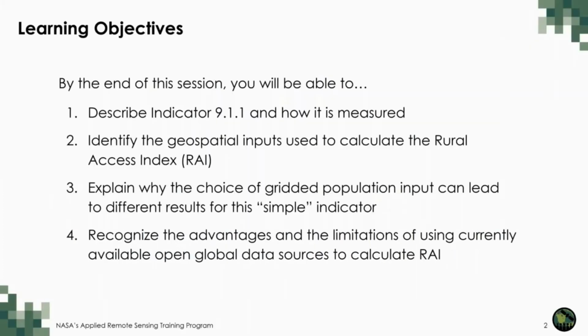By the end of this session, you will be able to describe SDG Indicator 9.1.1 and how it is measured, identify the inputs used to calculate the Rural Access Index, or the RAI, explain why the choice of gridded population input can lead to different results for this simple indicator, and recognize the advantages and limitations of using currently available open global data sources to calculate the RAI.